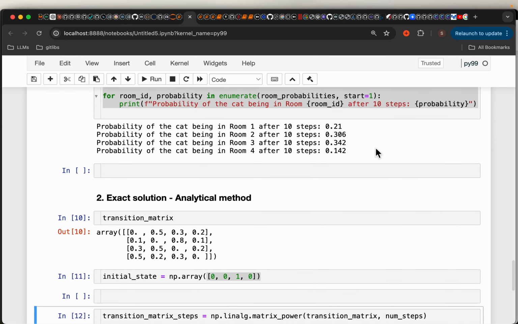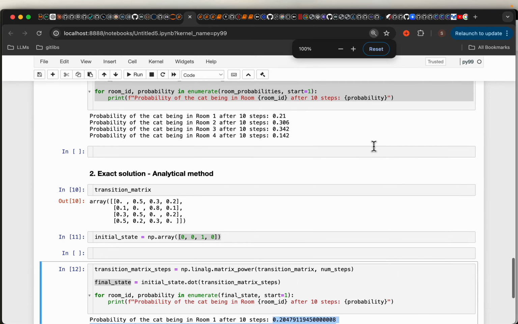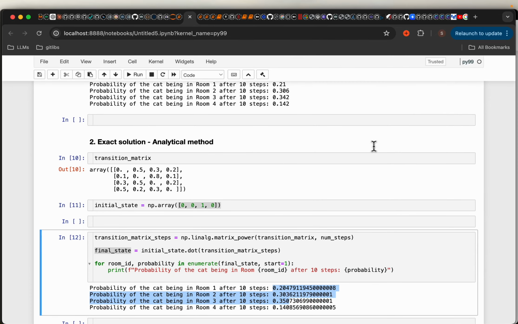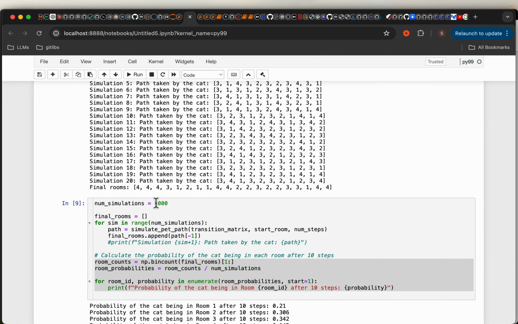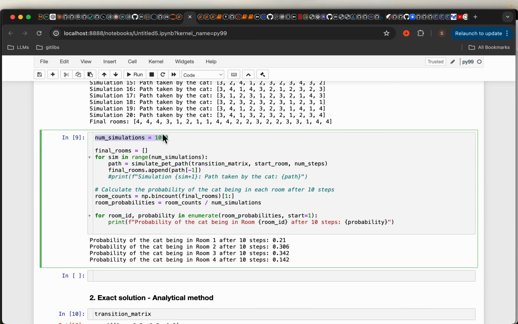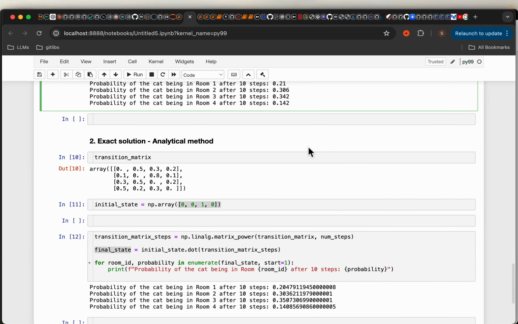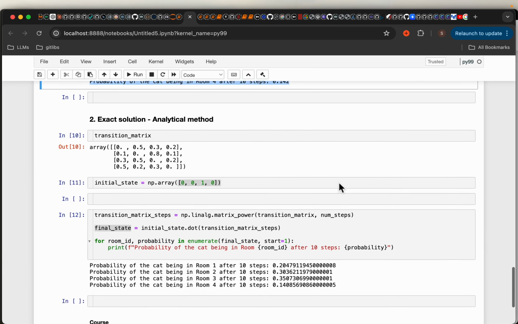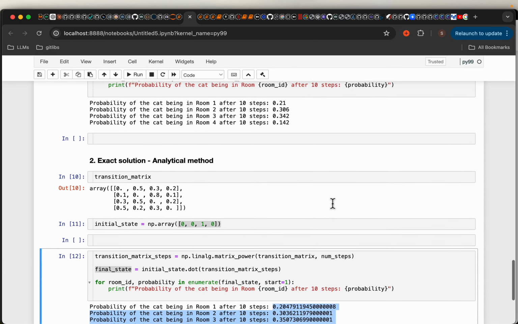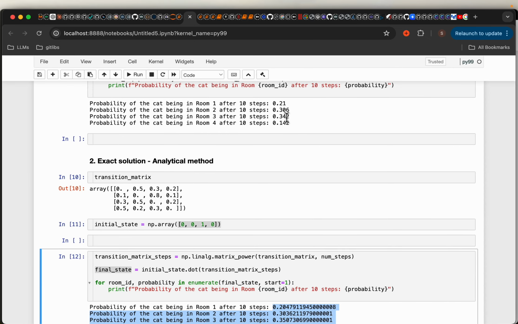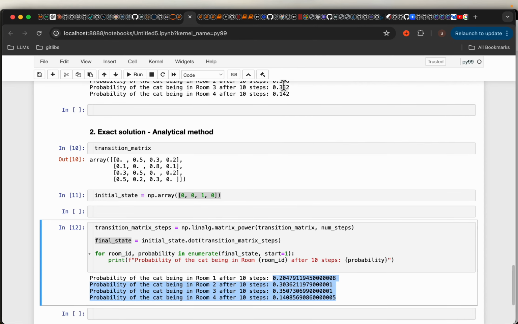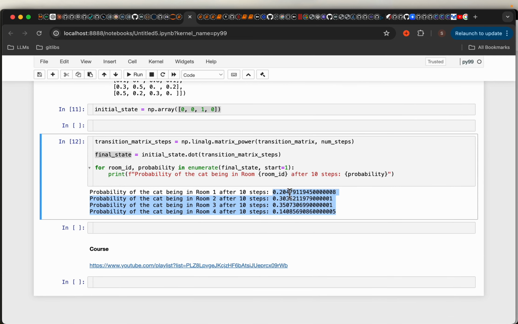So if you go back, this is our simulated solution. Here we have run this experiment 1000 times. The more times we run this experiment, these 4 values get closer and closer to these 4 values. So in simulation, we find this approximate solution, but the more times we repeat this simulation, the solution will approach the exact solution. So that's our final answer.